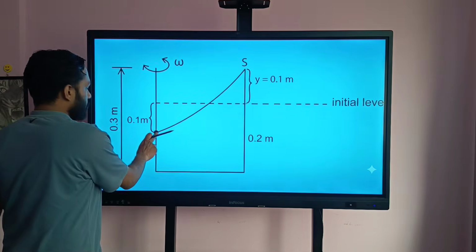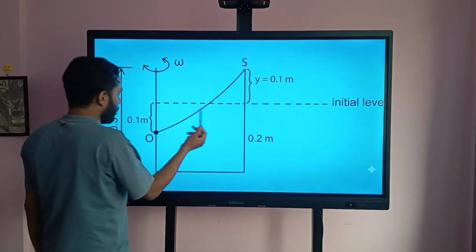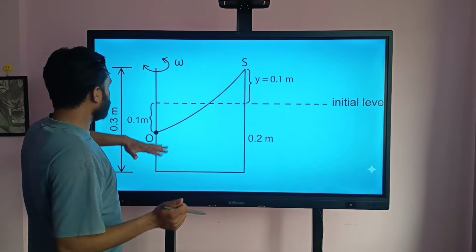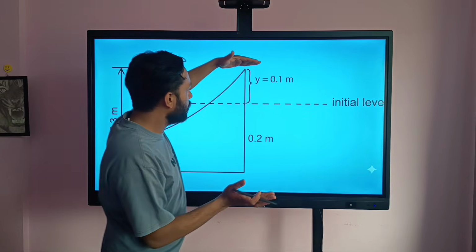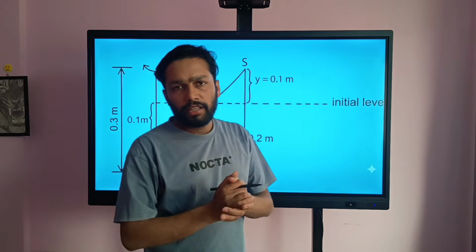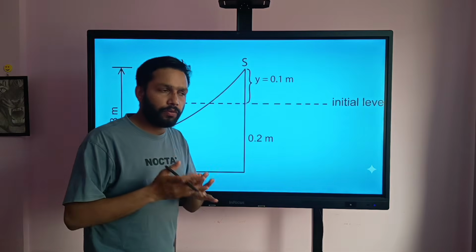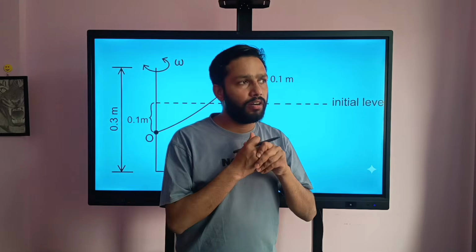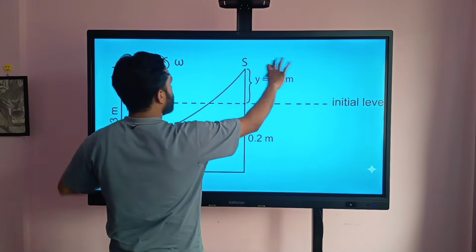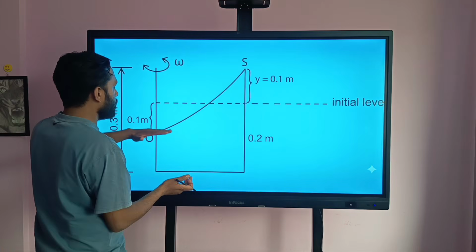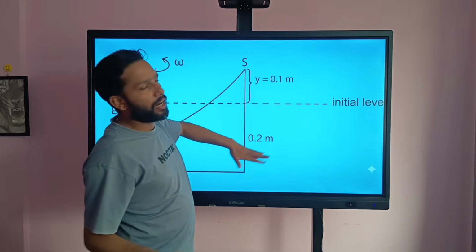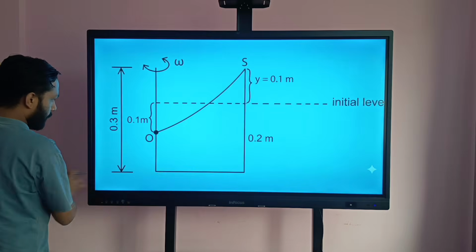Now this O is the vertex of the paraboloid. I have already told you that the vertical distance between the edge and the vertex is called Z, the elevation Z, and we know the formula of Z to calculate the angular velocity. In this case Z is 0.1 meter plus 0.1 meter, because by definition Z is the vertical distance between the vertex and the edge of the paraboloid. Now let's get into the solution.